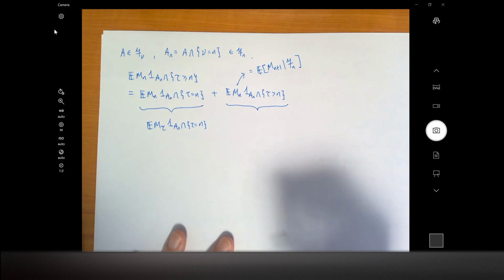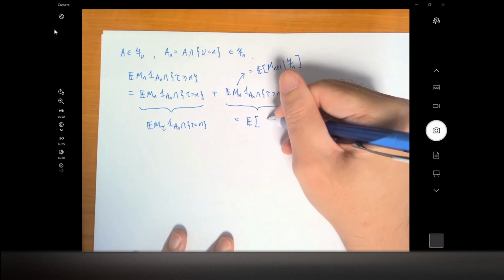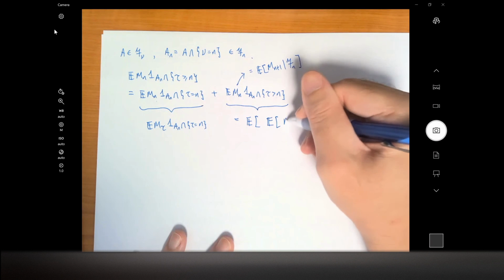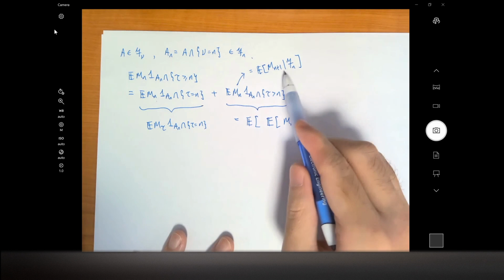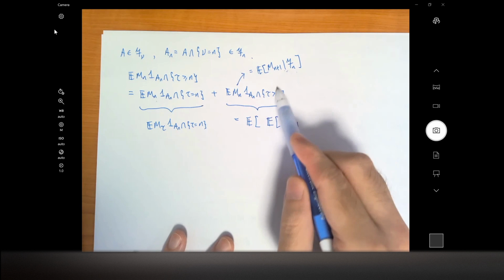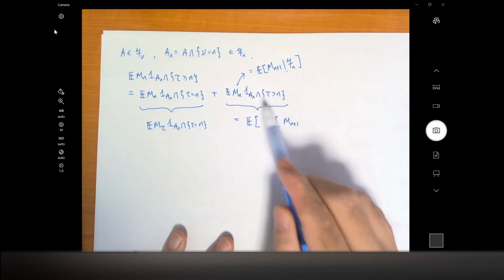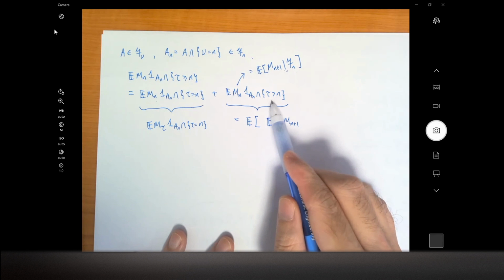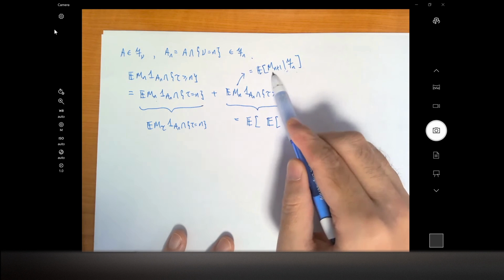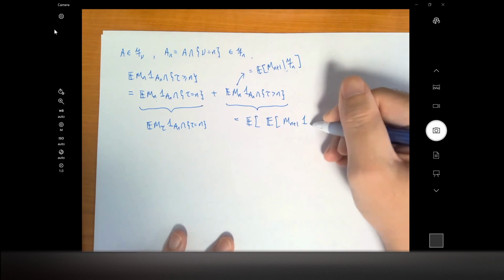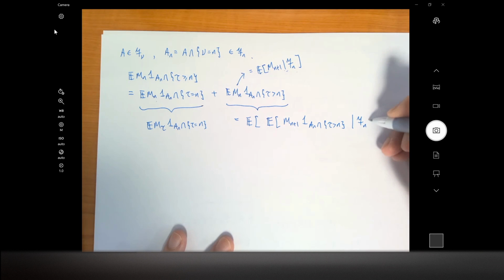Let's plug that in, and we are going to get the expectation of M_{n+1}, conditioned on F_n. Notice that this indicator is measurable with respect to F_n, because A_n is in F_n, and the event tau bigger than n is also in F_n. So I can bring it inside, given F_n.